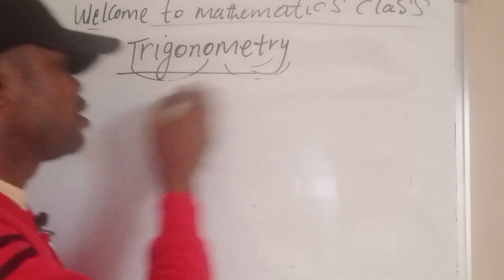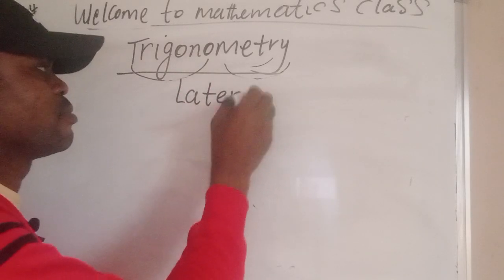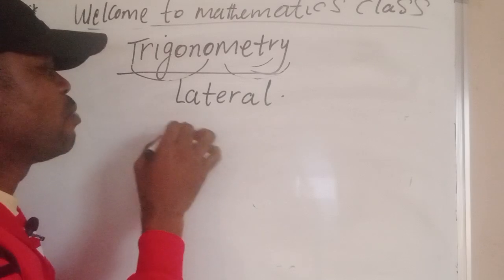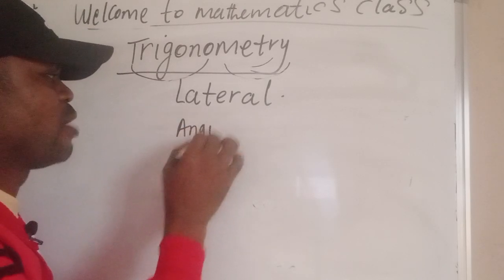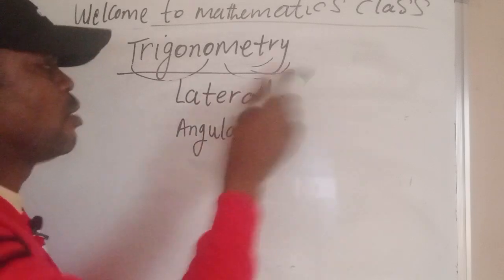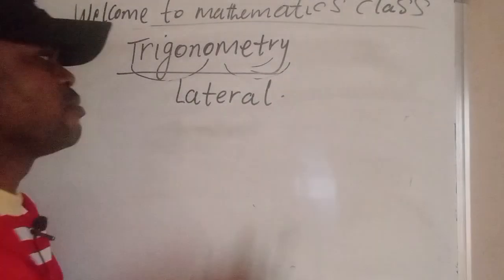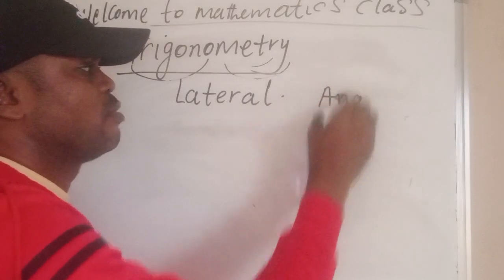One is the lateral classification of triangle, as well as what we call the angular classification of triangle. Let me write it this way. Angular classification of triangle.